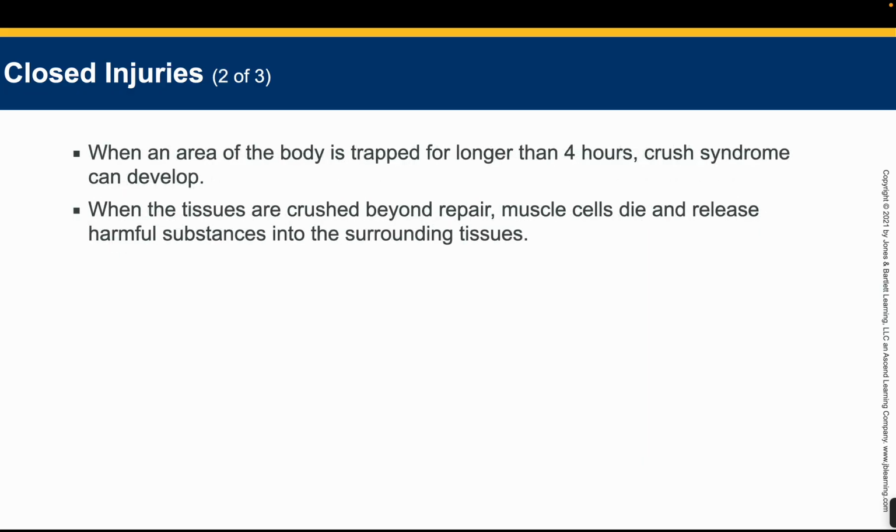With crush injuries, time really matters. If a body part is trapped for more than about 4 hours, you have to start thinking about crush syndrome. What's happening is the damaged muscle cells begin to die. And when that happens, they release harmful substances into the surrounding tissue and eventually into the bloodstream. And that's where this becomes dangerous. Once that pressure is released, those toxins can circulate and cause serious complications. So these aren't just local injuries. They can quickly turn into a systemic problem. And that's something you should always be thinking about when you're dealing with prolonged entrapments.